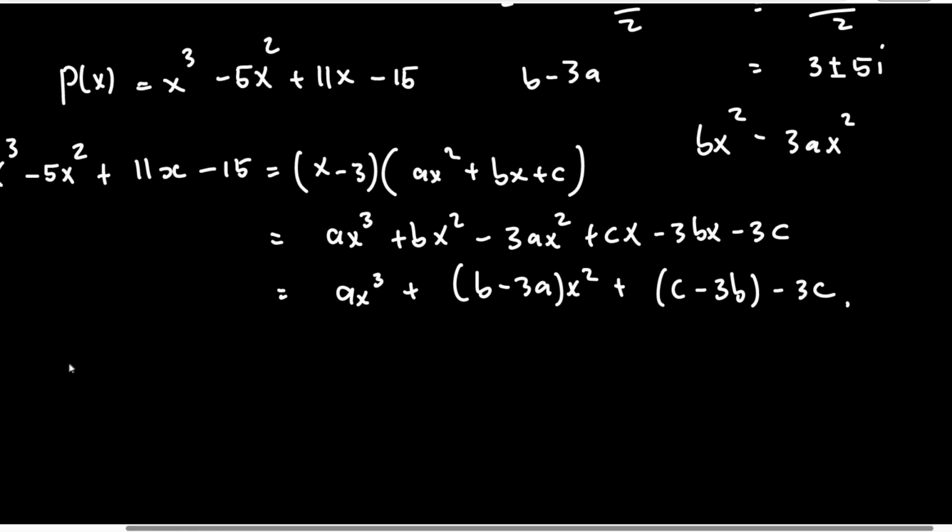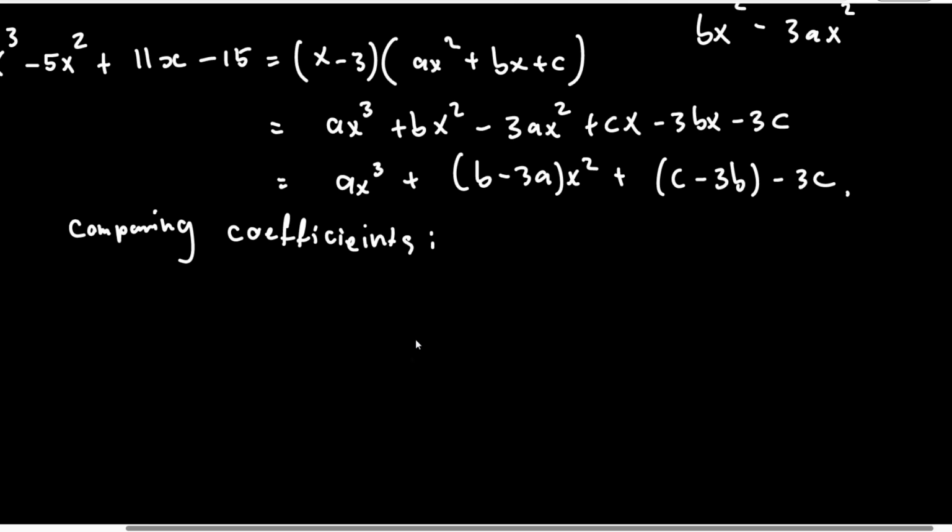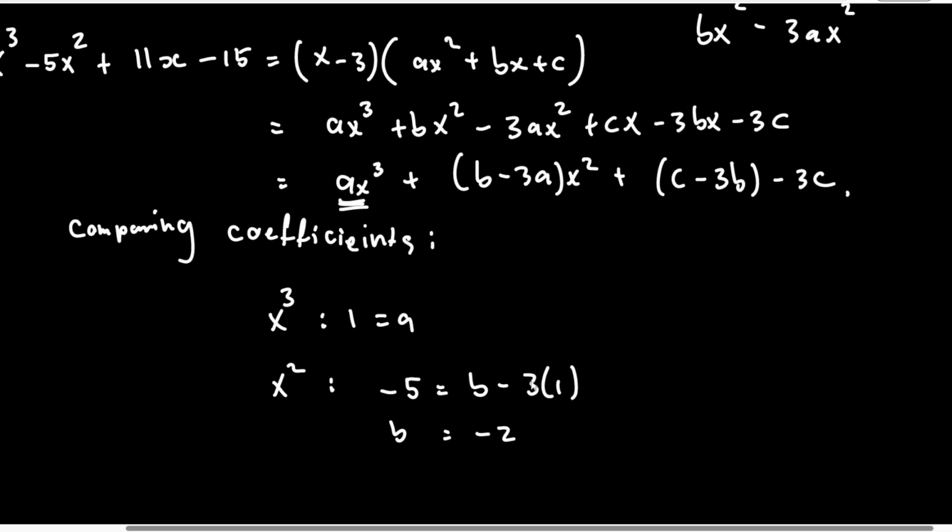So you can compare coefficients, right? That's essentially what I'm doing. I'm comparing coefficients. So we can see that the coefficient of x cubed is 1, because there's only one, the a, and that a has to correspond with this one. So if a is 1, I can now compare x squared. Minus 5 is going to be equal to b minus 3a, but we know a is 1. So therefore, b will be equal to negative 2, because we add 3 on both sides.